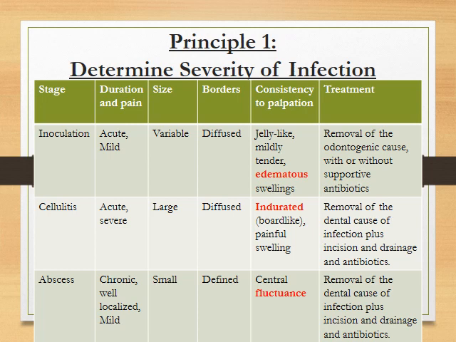Jelly-like, mildly tender to palpation, edematous swelling: we are in the inoculation stage, the first stage of the infection. While indurated or board-like, like wood, when I press the area it is very firm, very strong, painful during palpation, the patient has pain: we are in the cellulitis stage. If I do palpation and feel a central fluctuance, like a balloon with water inside its belly, it means we are in the abscess stage.